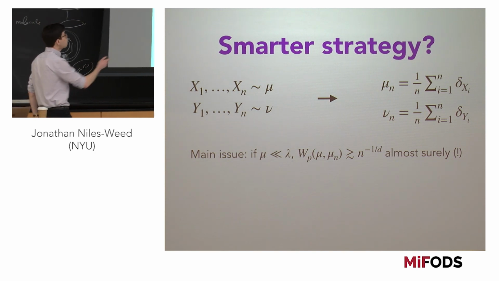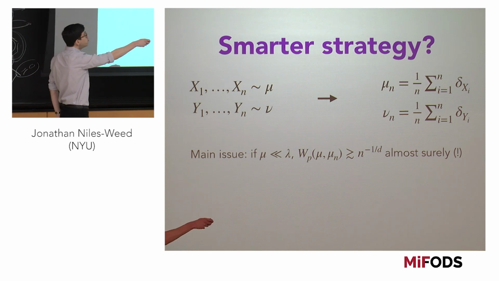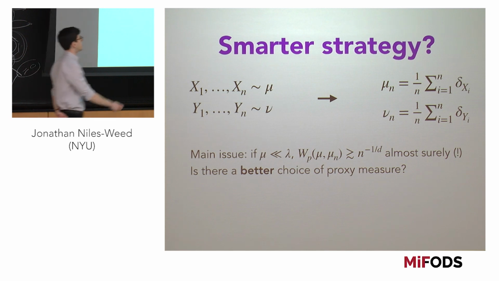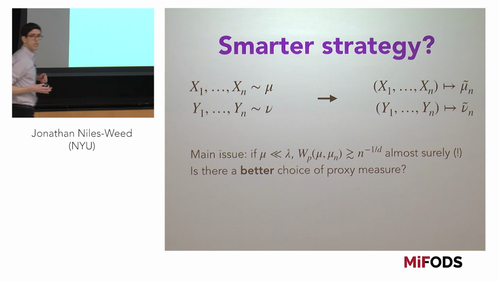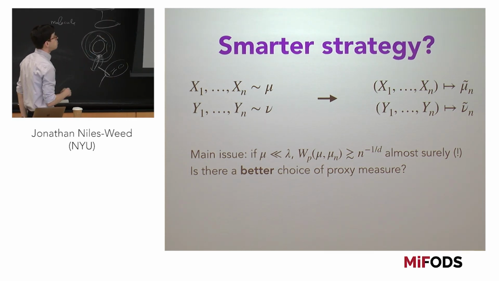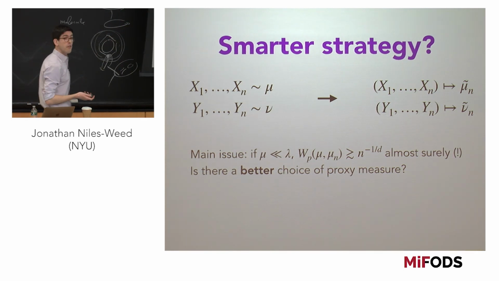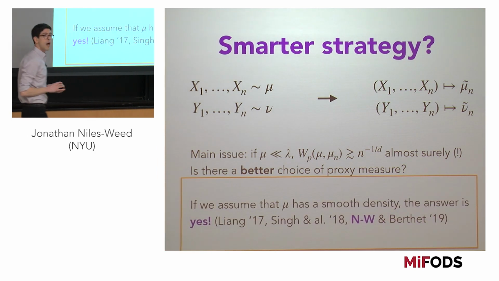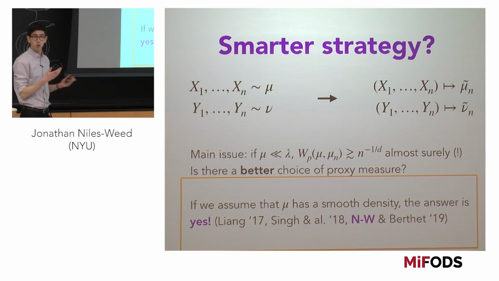But of course, there's no reason I can't do some other thing with the samples, like maybe construct some better proxy measures. You know, put my samples into some definition that spits out some mu tilde or nu tilde, and ask, maybe it's possible to construct such a mu tilde that's much closer to mu than this lower bound would have us believe. And it actually turns out that this could work. I'm not going to talk about this much today, but if I assume, for instance, that mu has a smooth density, you can actually do something better than just using IID samples by doing some smoothing.